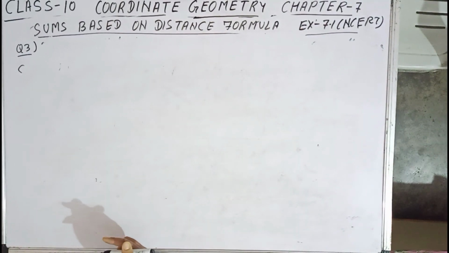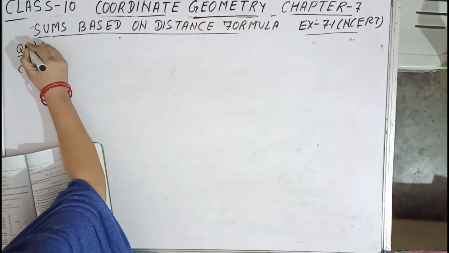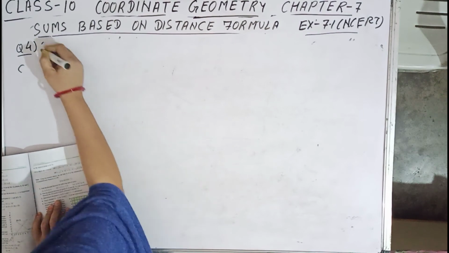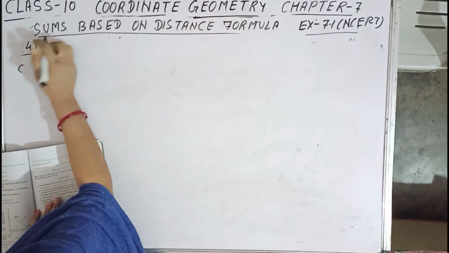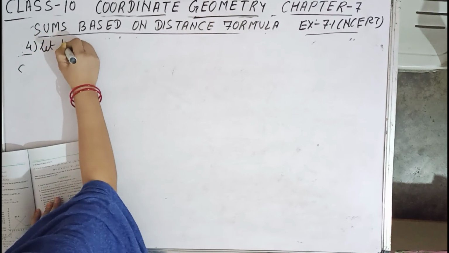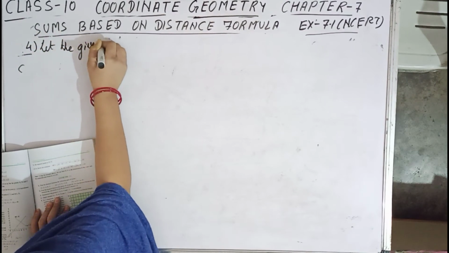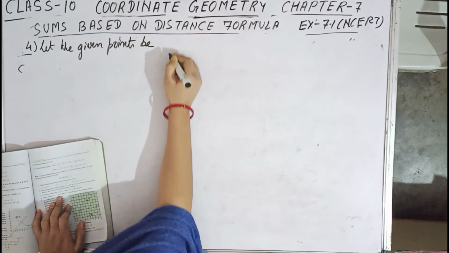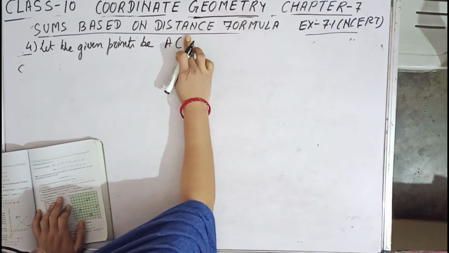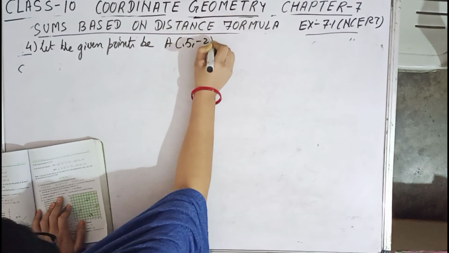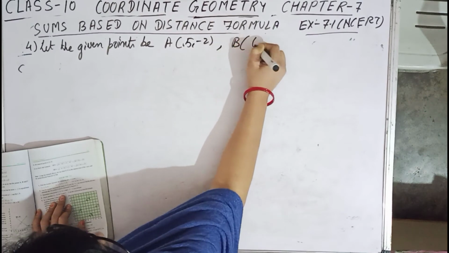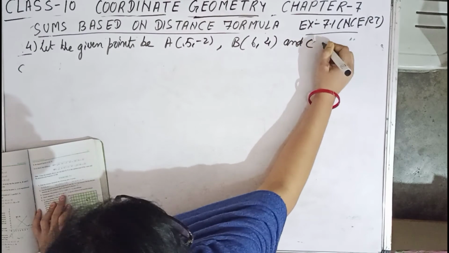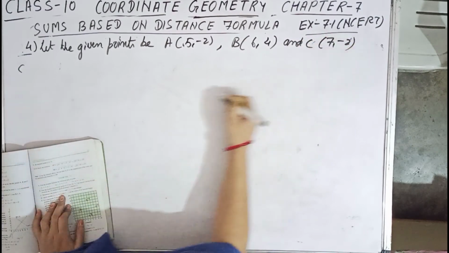Now question number 4. Question number 4 is saying, check whether the given points are the vertices of an isosceles triangle or not. So I am starting with the solution only. Let the given points be A 5 minus 2, B 6 4 and C 7 minus 2.